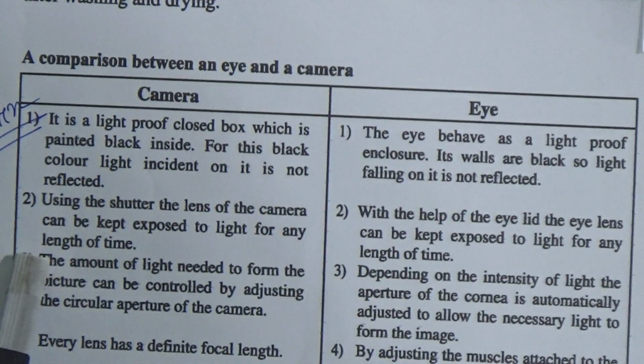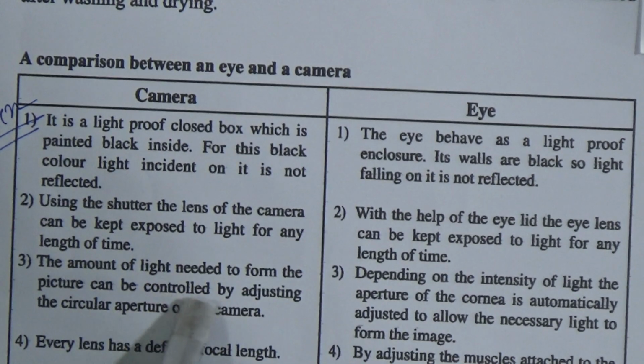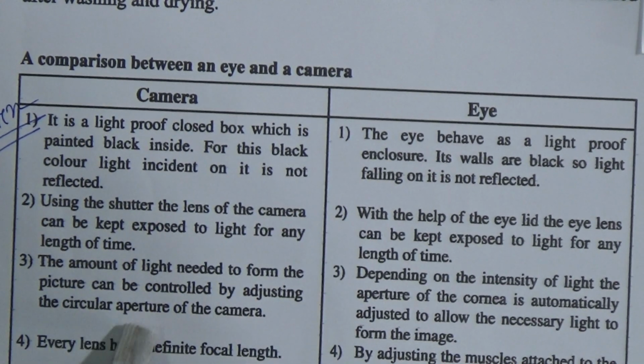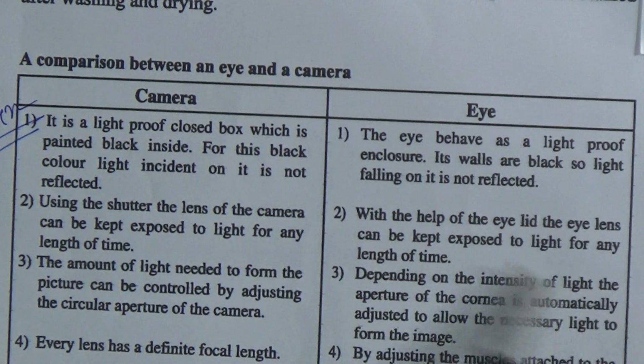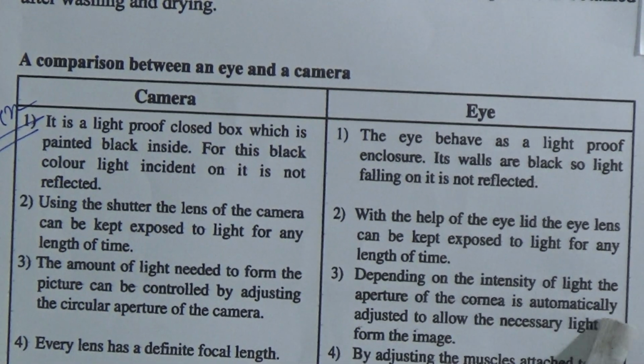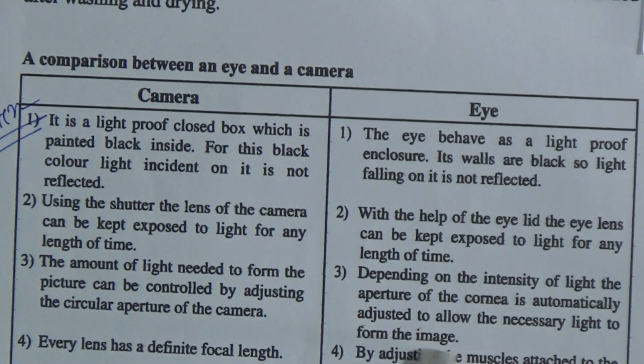The amount of light needed to form the picture can be controlled by adjusting the circular aperture of the camera. Depending on the intensity of the light, the aperture of the cornea is automatically adjusted to allow the necessary light to form the image. Now come to the next one.